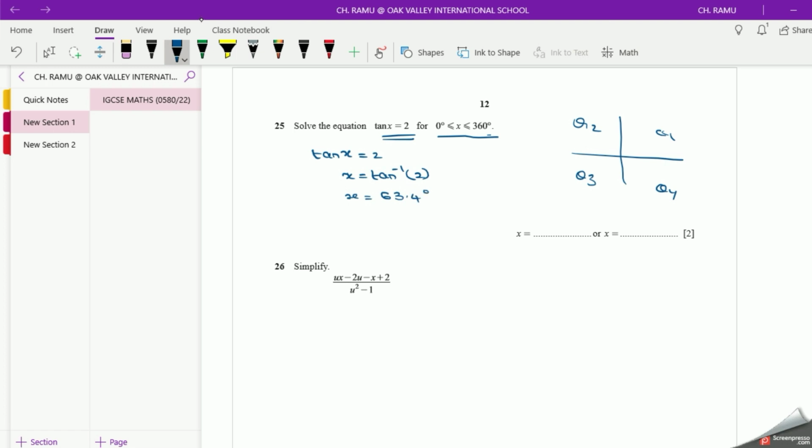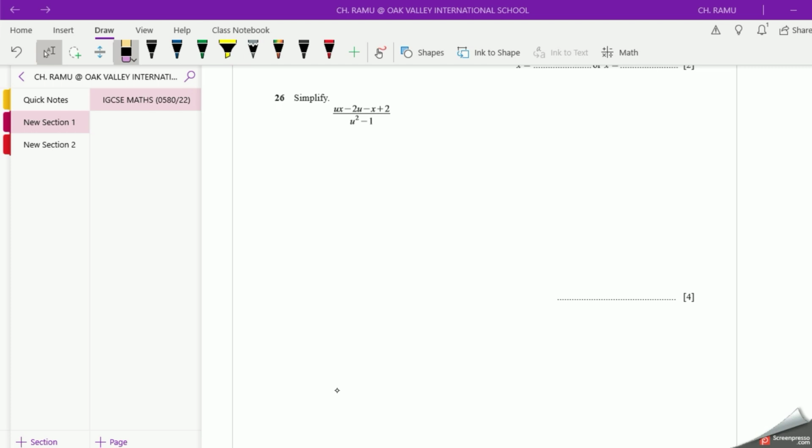So by using our calculator, we can say that tan inverse 2 value is 63.4 degrees. So we know that the value tan x is positive in Q1 as well as in Q3. The value of x in Q1 we already got. To get the value of x in Q3, x is equal to 180 plus 63.4, because x lies in the third quadrant, because tan x is positive there, that is 243.4 degrees. So the values are 63.4 degrees and 243.4 degrees.